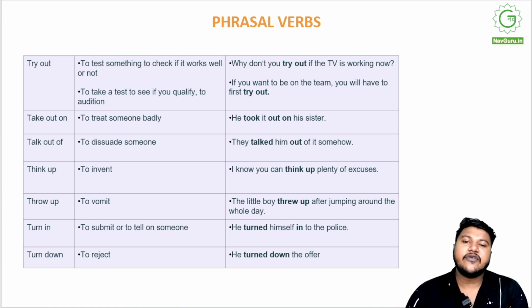Take out on means to treat someone badly. He took it out on his sister. Talk out of means to dissuade someone, the opposite of persuade. They talked him out of it somehow. Think up means to invent. I know you can think up plenty of excuses. Do not give them to me. Throw up means to vomit. The little boy threw up after jumping around the whole day.